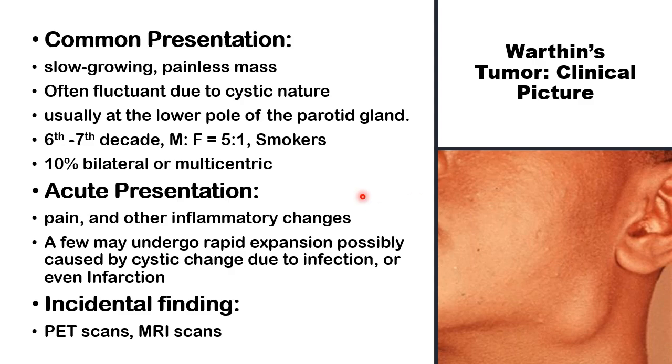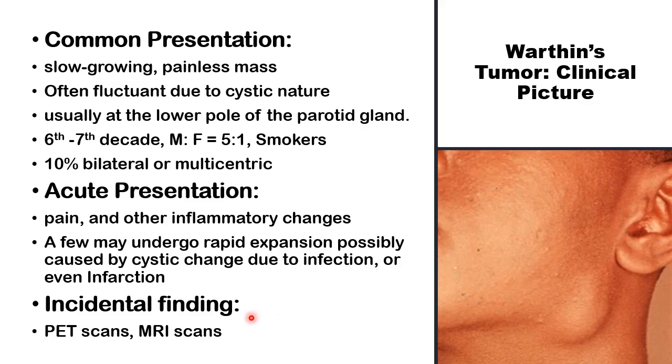The other form of presentation is an acute presentation where the patient presents with a painful mass, sometimes with signs of acute inflammation like redness and hotness. This may be associated with a rapid expansion in the size of the cyst, possibly caused by the inflammation. It can also present with sudden pain and a swelling that may increase in size due to infarction in the tumor rather than an infection.